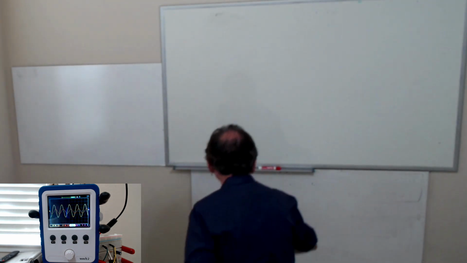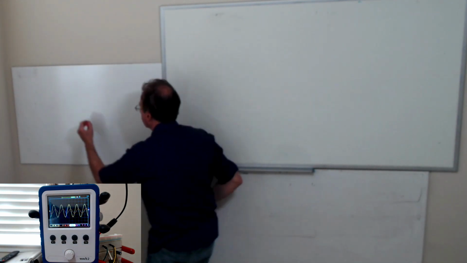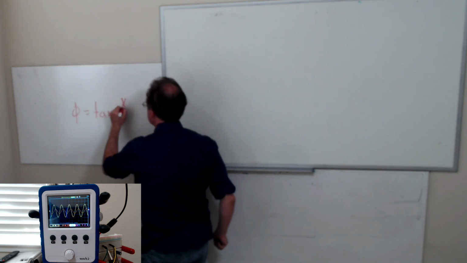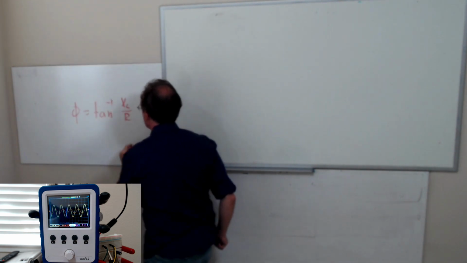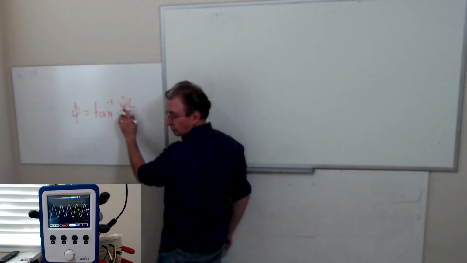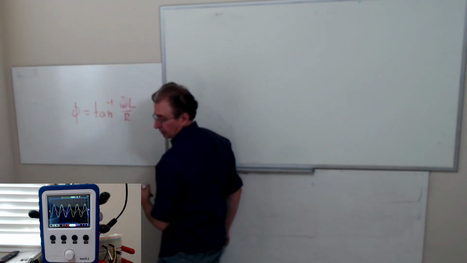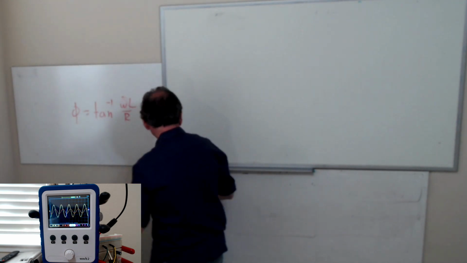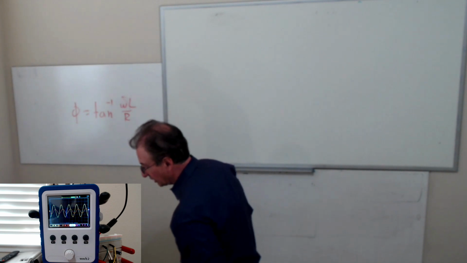So I had written on the board that phi was the inverse tangent of X_L over R. X_L is omega times L. So as this goes to infinity, then this goes to 90. And as this goes to 0, then this goes to 0. And you clearly see that here.